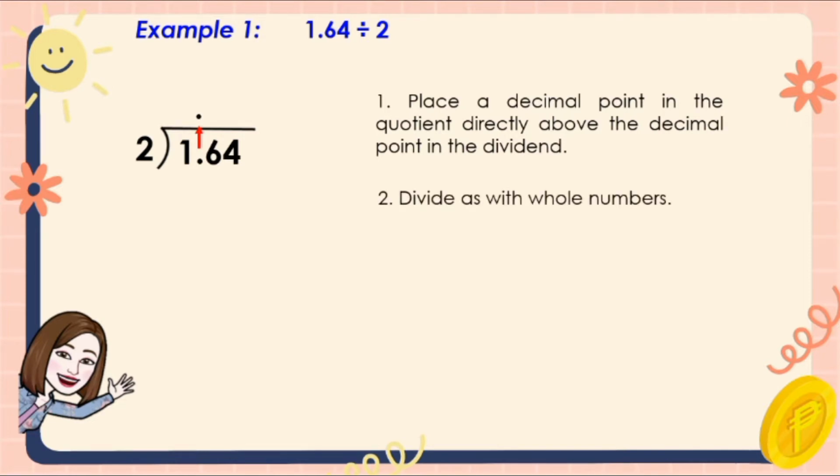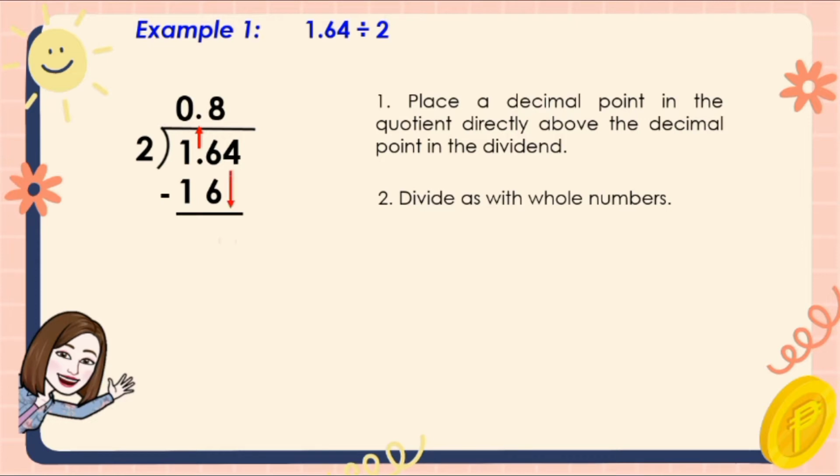Step 2. Divide as with whole numbers. 1 divided by 2 cannot be, so gagawin nating 0. 16 divided by 2 equals 8. 8 times 2 equals 16. This time, subtract natin ang 16 minus 16. 16 minus 16 is 0, pero hindi na po natin ilalagay.